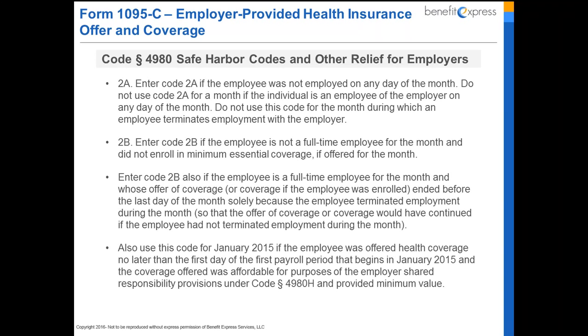So let's look at the codes, and let's look at the popular codes. First of all, 2A, circle that. That's going to be a popular code because it's used in any month that person was not employed by you. So if you hired someone in September, from January through August you would use 2A. They're not working for you. Or if they've left during the year, you use 2A. 2B is generally used if that person quit during the month and their coverage ended prior to the end of the month.